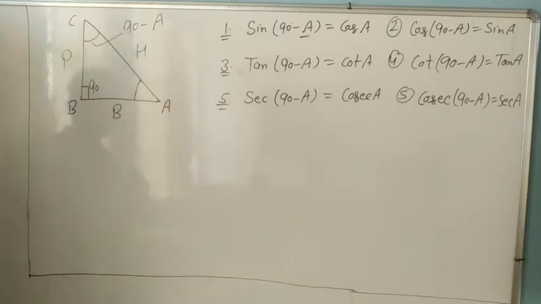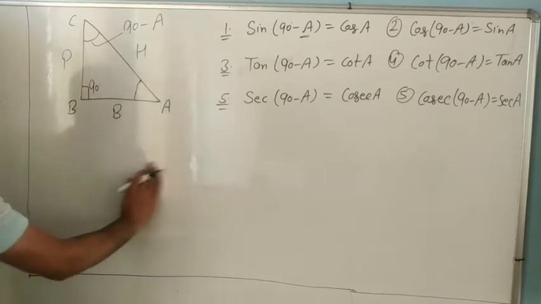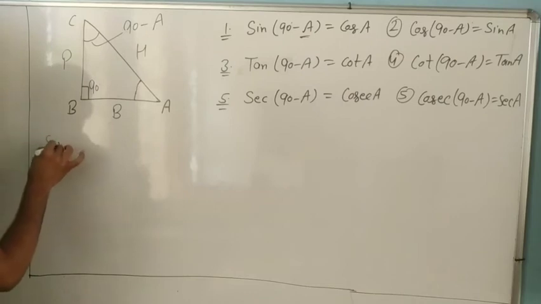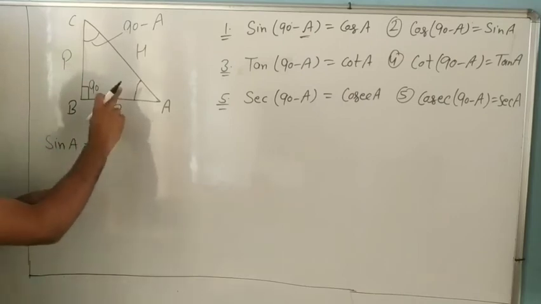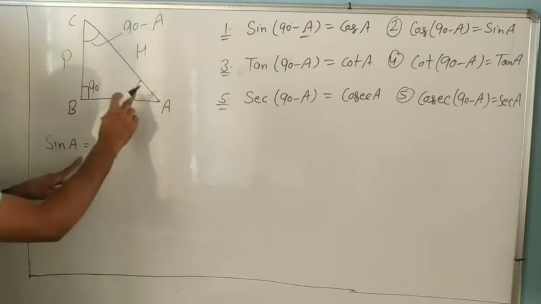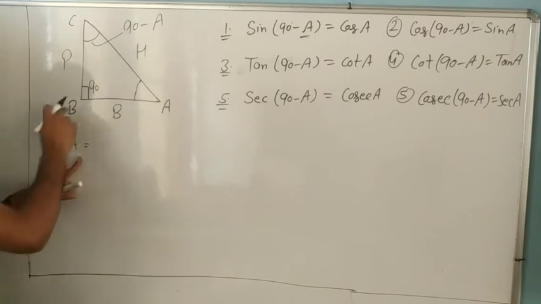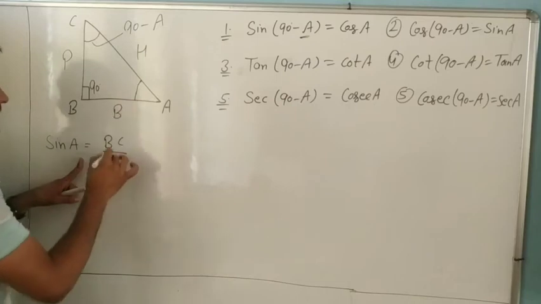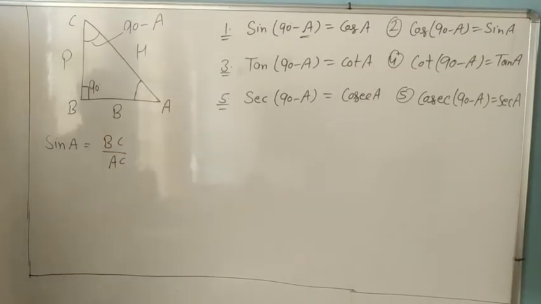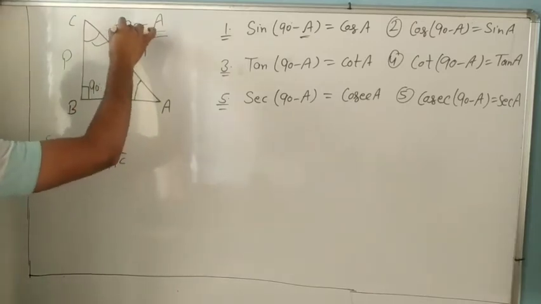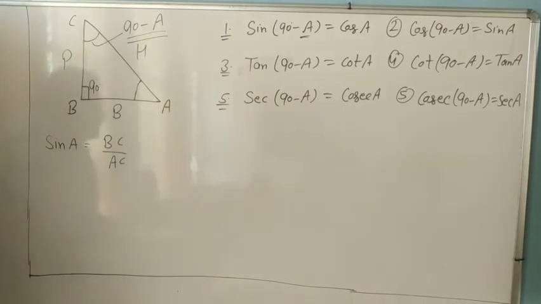Very simple. Okay dear, so look at here now. If I find sine A here, what is the angle? Angle is A. So sine A is opposite of this one, perpendicular. What is perpendicular? BC divided by AC. Okay dear. Same as it is, if I want to find this angle 90 minus A.